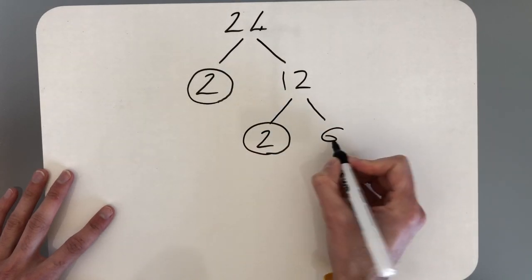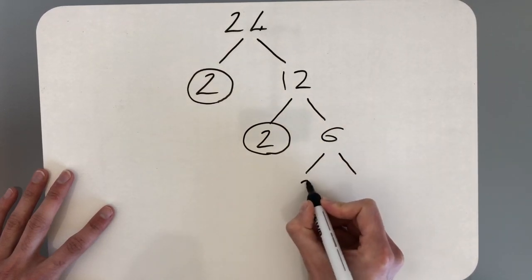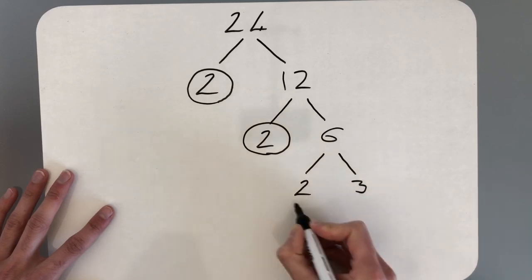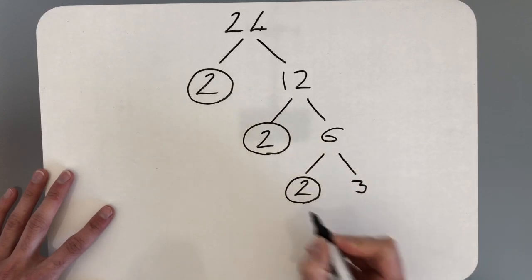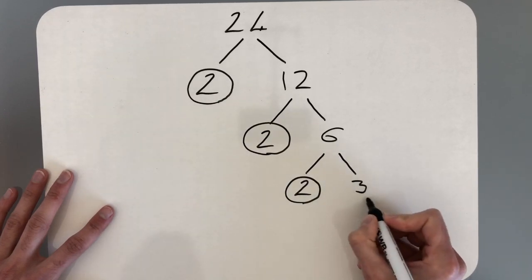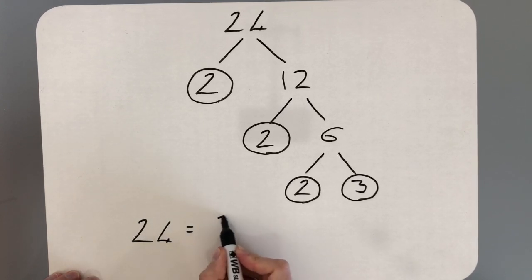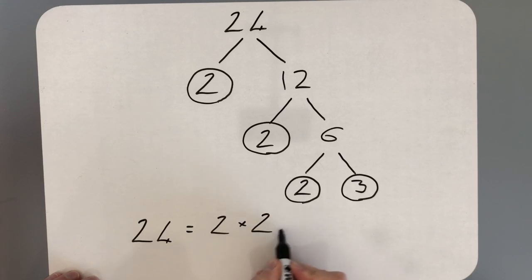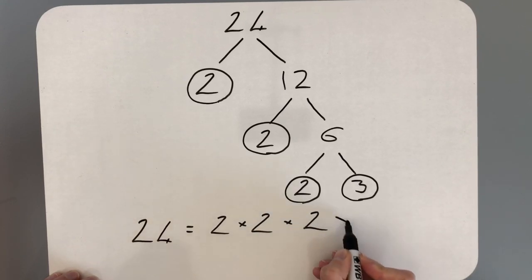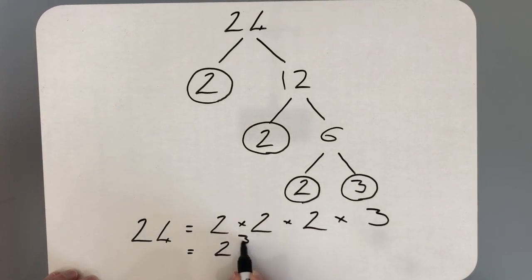The 6 is not prime, so therefore let's continue to break it down. That will be 2 multiplied by 3. We already know that 2 is prime, so we're circling that. We also know that from the earlier example the number 3 is prime, so let's circle that. So to write your final answer, we have 24 is equal to 2 multiplied by 2 multiplied by 2 multiplied by 3. Now an easier way to write that would be 2 to the power of 3 multiplied by 3.